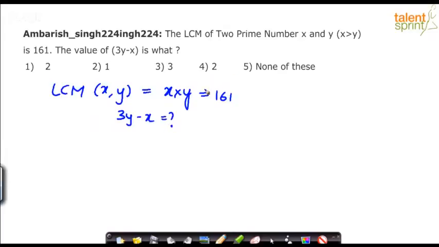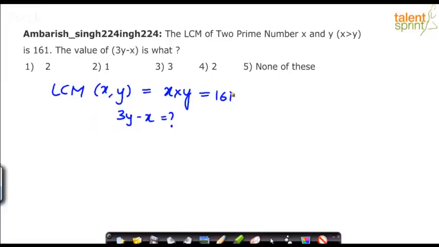So just try and split. We have to factorize 161 in terms of 2 prime numbers. There is only one way that we can split 161, so we have to get that right way. Once you get that, finding out 3y minus x will be very, very easy. So just think of it. How can you split 161?